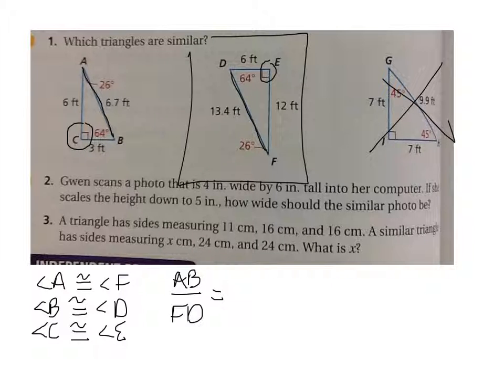Okay, what is the length of AB? 6.7 feet. What is the length of FD? 13.4 feet. Get it right. What does this reduce to? It does reduce to 1 over 2, right? Okay, so now we need to check the other side lengths.